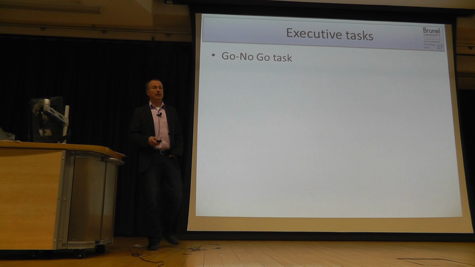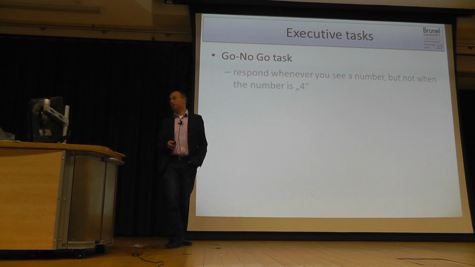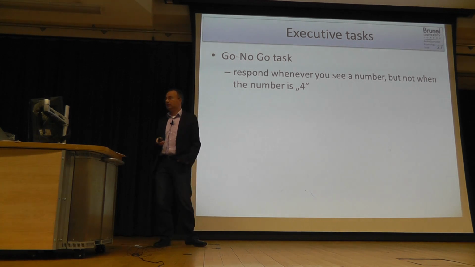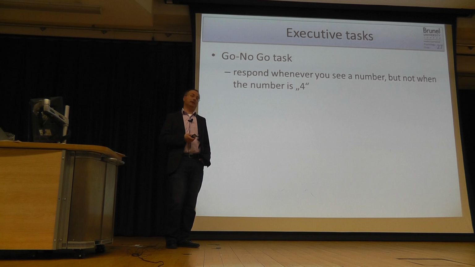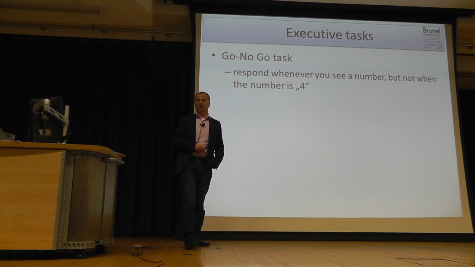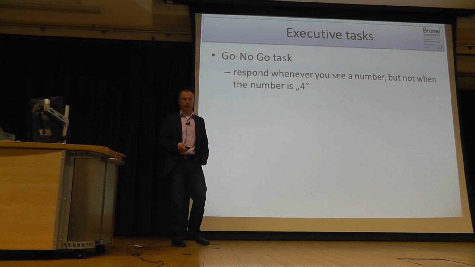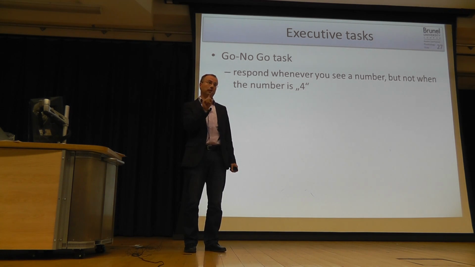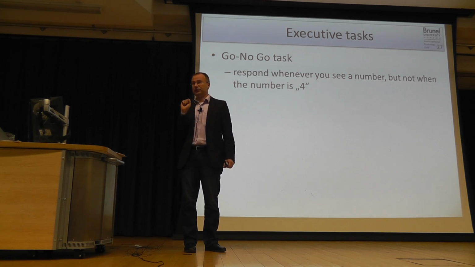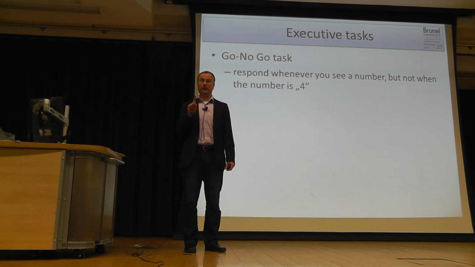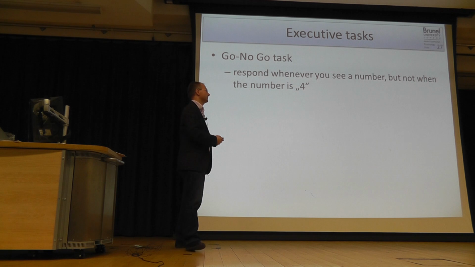Another widely used task in the context of executive control is the so-called go, no-go task. It's a very simple task with respect to the instructions, but actually doing it can be very tricky. Your task is to respond, for instance, by pressing a key whenever you see a number, however, not when the number is 4. So you have a lot of go trials, but sometimes you have to not go and withhold your response. And that can be very challenging, in particular if you are put under time pressure, if you are made to respond as quickly as possible, otherwise you get a timeout error or something.